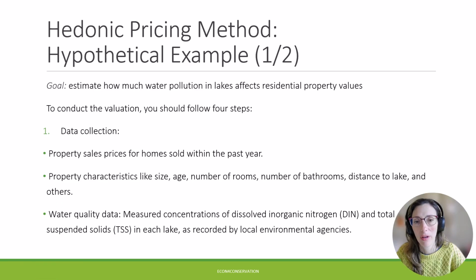Here we have an example. Suppose an environmental economist is studying a region with several lakes. Some lakes are clean, while others are polluted due to agriculture runoff, which increases levels of dissolved inorganic nitrogen and total suspended solids in the water. The economist wants to estimate how much water pollution affects residential property values. So to conduct this evaluation, you should follow four steps.